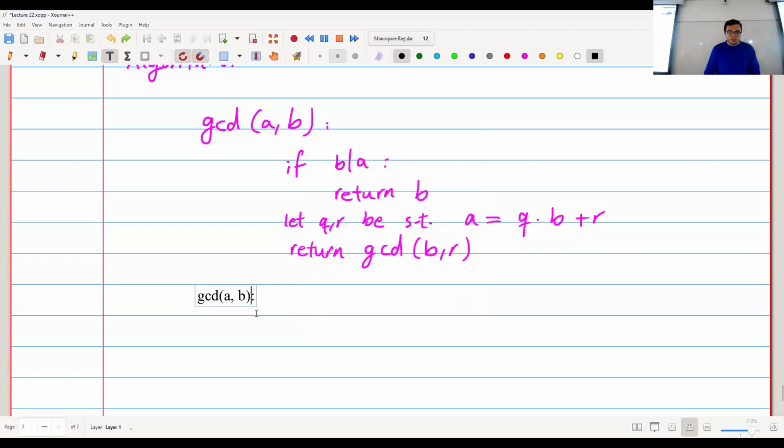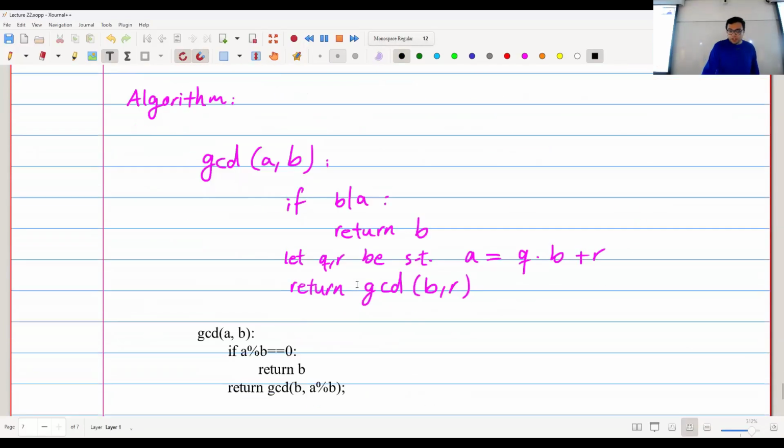Okay. I want to compute the GCD of A and B. I just say if the remainder when I divide A by B is 0, then return B. Otherwise, return the GCD of B and A modulo B. Right? So this is basically saying the same thing. So it's literally 4 lines of code.